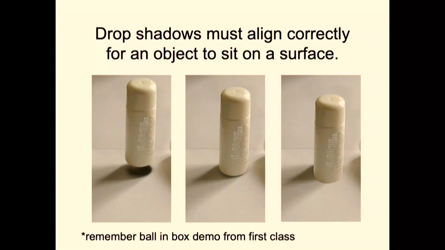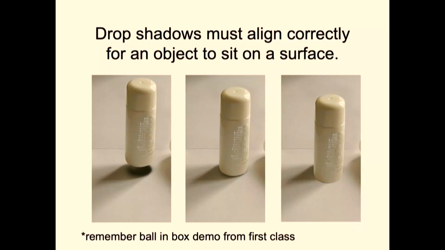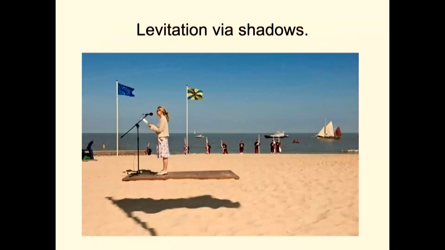So the visual system is really sensitive to the relationships between the positions of shadows and the depth relationships of objects to the surfaces on which they sit. So the drop shadows have to align correctly for an object to sit on a surface. You remember in the very first class, we showed this demonstration of a ball that rolls across the screen, and depending on the trajectory of the shadow, you see very different 3D trajectories. I collect these images where, just by accident, the shadow's in the wrong place, and it causes things to look like they're levitating.